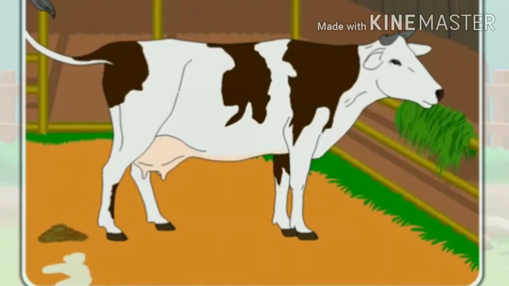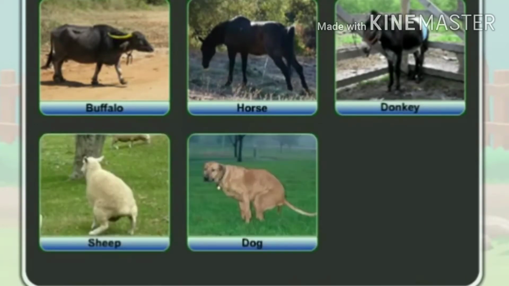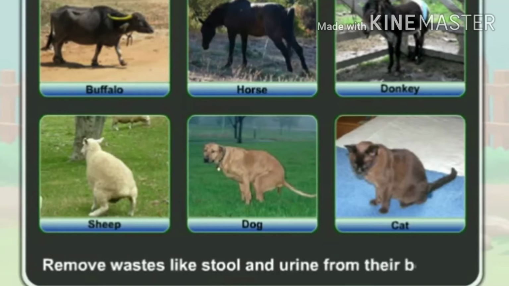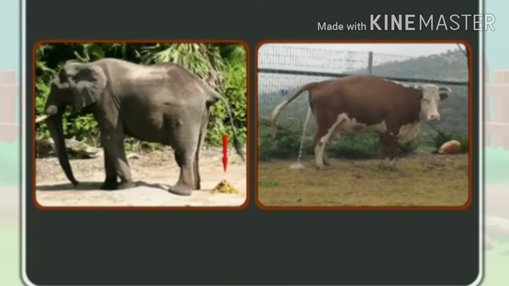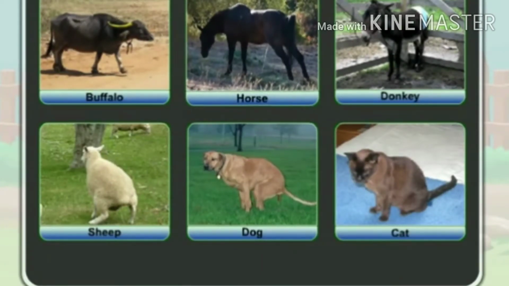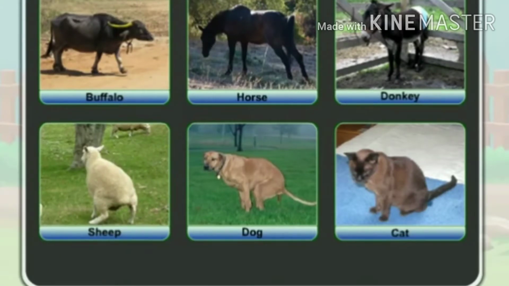Not only a cow, living things like a buffalo, a horse, a donkey, a sheep, a dog, and a cat also remove wastes like stool and urine from their bodies. So, all the animals remove wastes like stool and urine from their bodies. The process of removing wastes from the body is called excretion. So, animals like a buffalo, a horse, a donkey, a sheep, a dog, and a cat excrete wastes like stool, urine, and sweat.